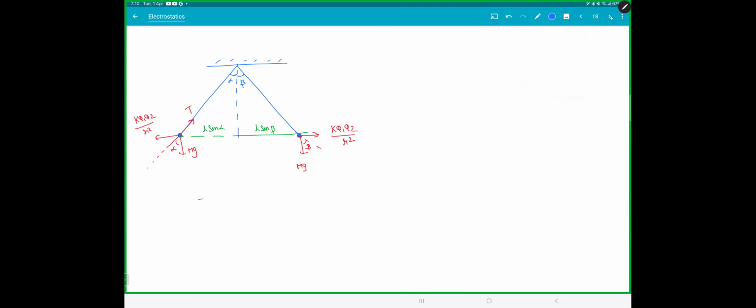You can clearly see here by symmetry, tan alpha will be K Q1 Q2 by R square mg. This is also equal to tan beta. So we have tan alpha equals K Q1 Q2 by mg R square, and R will be nothing but 2L sine alpha. You can shift it that side. You'll get tan alpha sine square alpha, you can leave the answer here, equals K Q1 Q2 by 4L square mg. That's your answer, everyone.